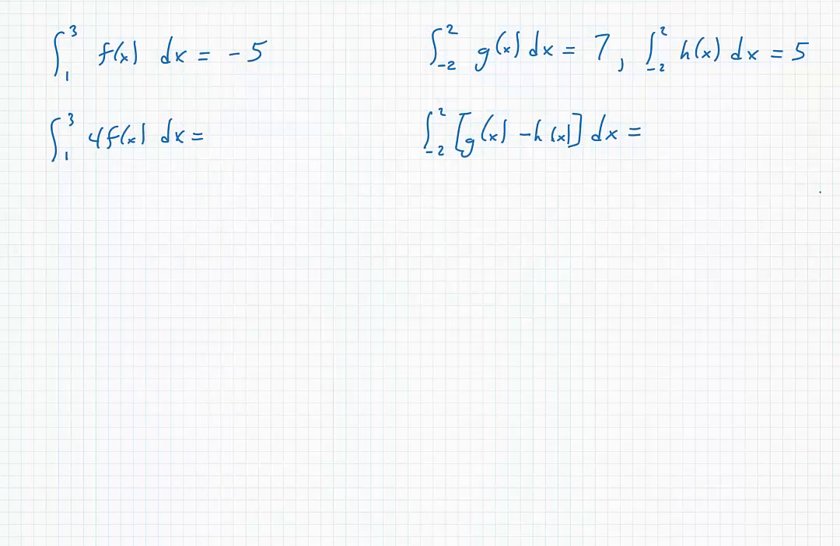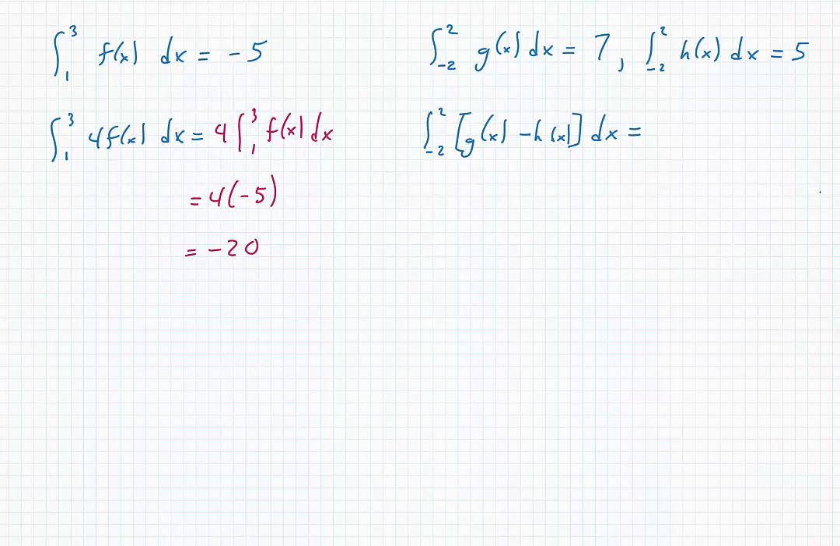Here we have a couple more examples of definite integral properties. In the first one, we are told in advance that the integral from 1 to 3 of some function f of x with respect to x is equal to negative 5, and we're asked to consider the integral from 1 to 3 of 4 times f of x dx. Well, we know through constant multiples that we can think of this as 4 times the integral from 1 to 3 of f of x dx, which means that this is 4 times negative 5, or negative 20.